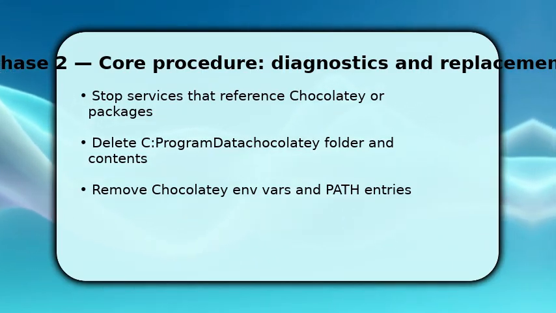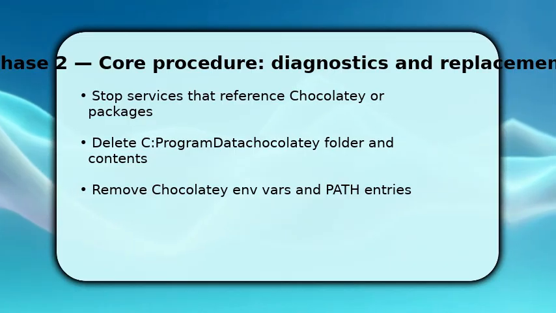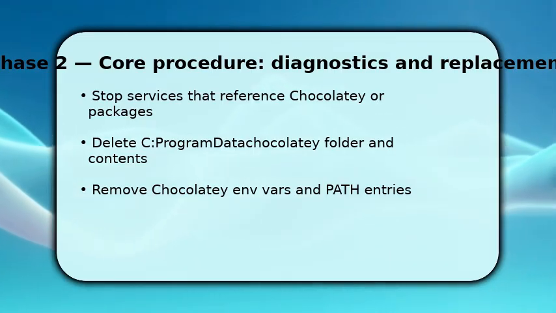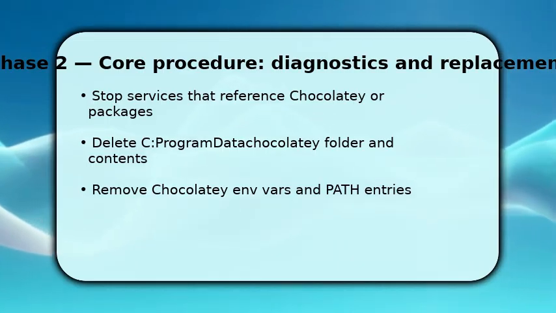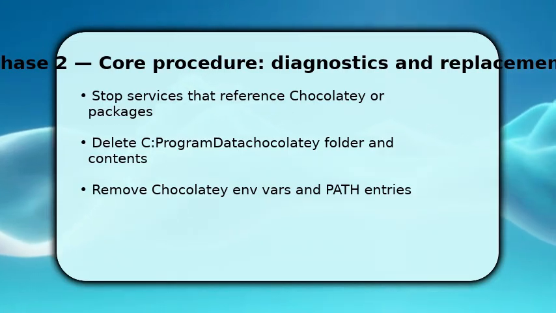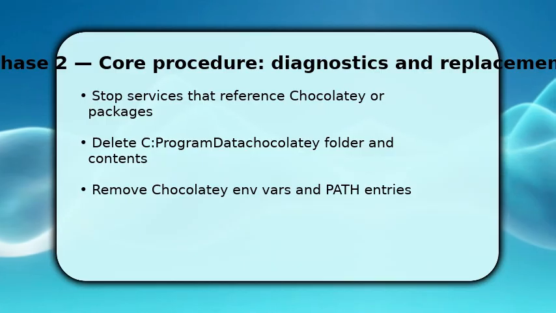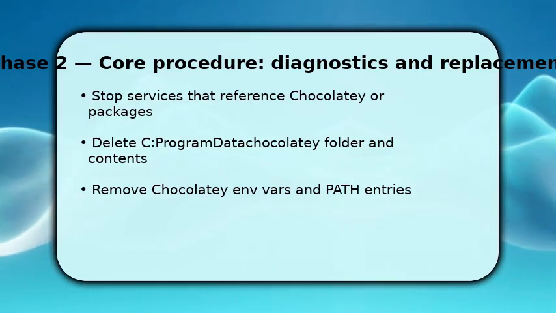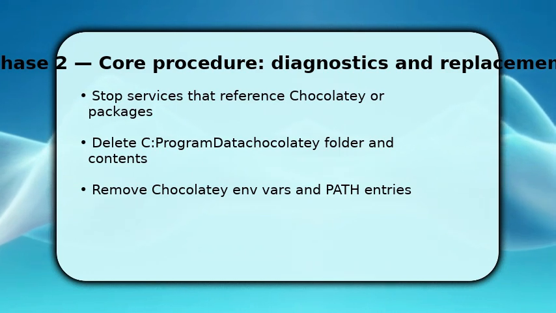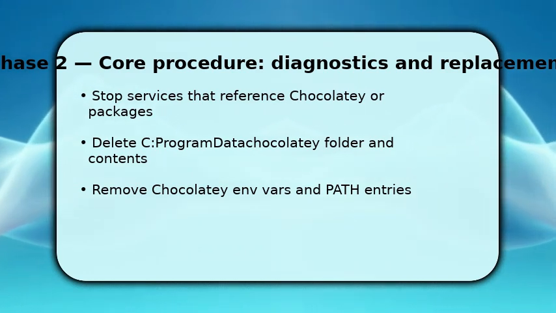Then remove the /ProgramData/chocolatey folder. Use Remove-Item -Recurse -Force in PowerShell to ensure hidden files go too. After files are gone, edit system environment variables. Remove ChocolateyHome or Chocolatey environment entries and delete Chocolatey bin paths from PATH. You do this to prevent leftover executables from resolving and to clean shell behavior going forward.